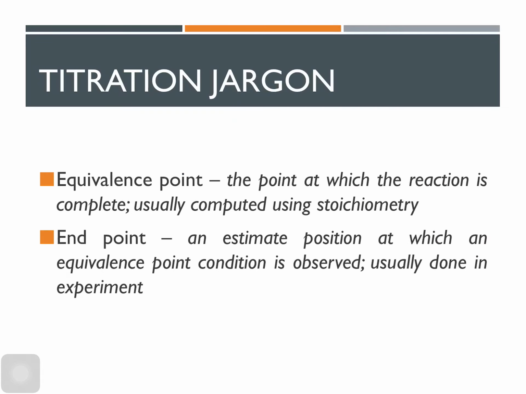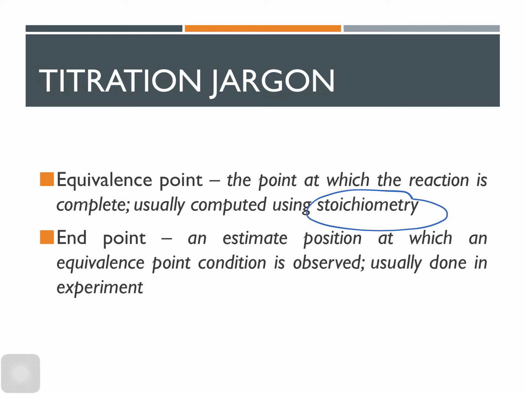What else? We have the equivalence point. This is the point at which the reaction is complete. This is also computed using stoichiometry. The equivalence point is the actual end point of the reaction, which means at this volume, the reaction is already complete. How are we going to compute for that? We use stoichiometry, so you have to know the stoichiometry of your analyte and your titrant. For the endpoint, this is an estimate of the position at which the equivalence point is observed.